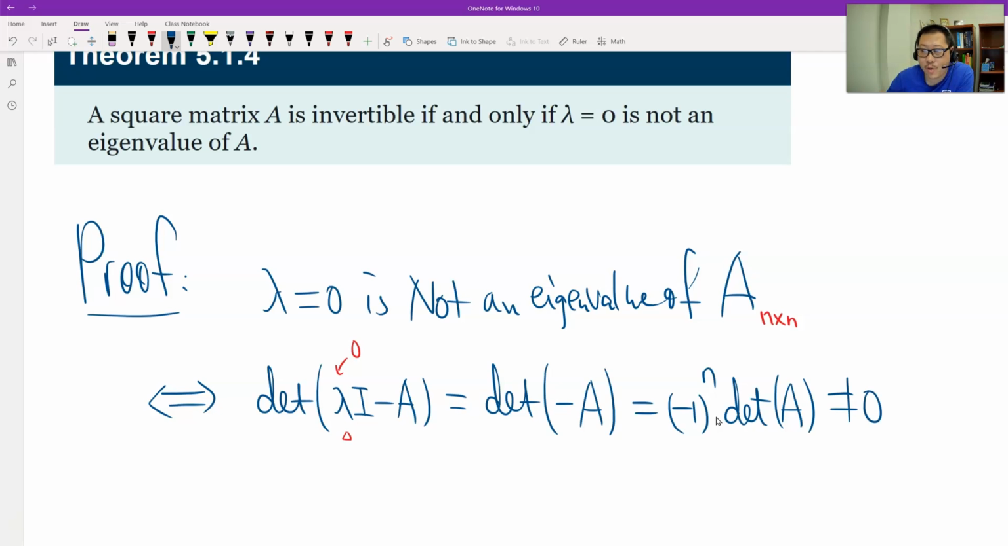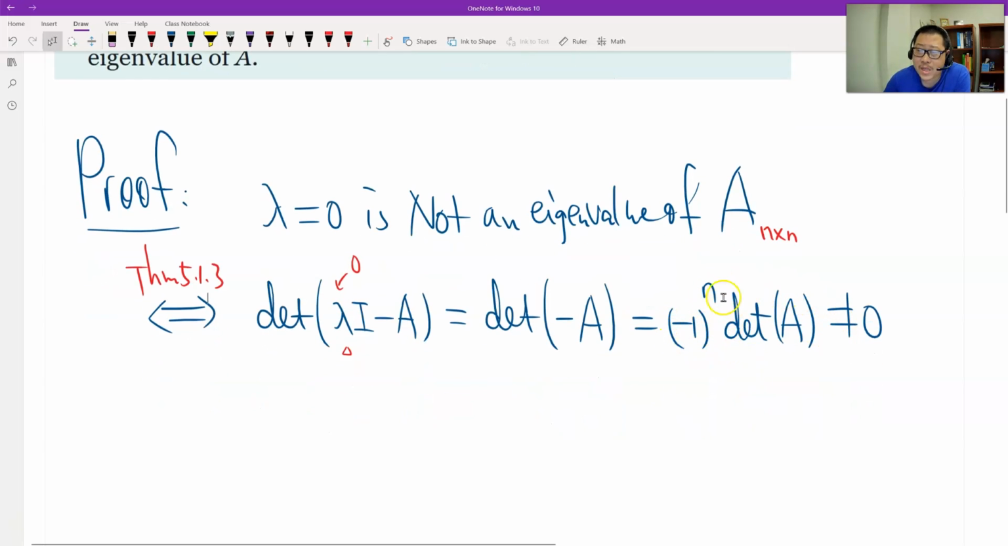Why is it not 0? If this equals 0, then 0 is a solution of the characteristic equation, right? But 0 is not an eigenvalue, therefore this should be not 0. You can look back at Theorem 5.1.3.